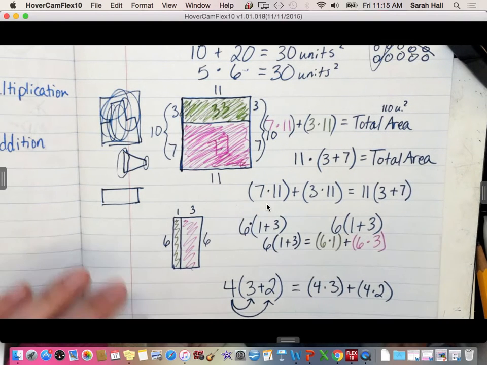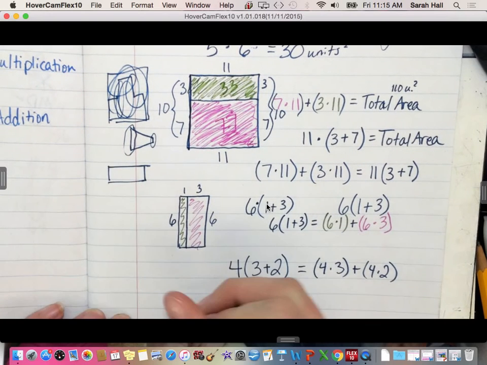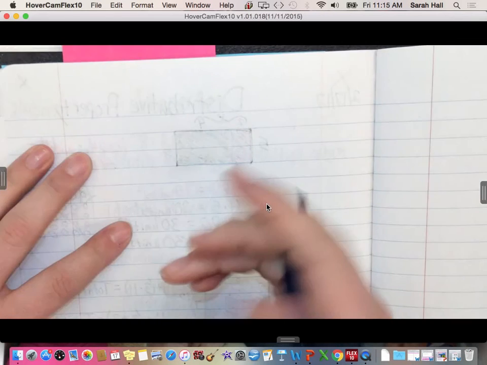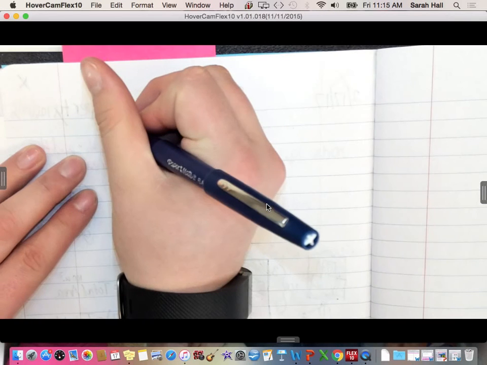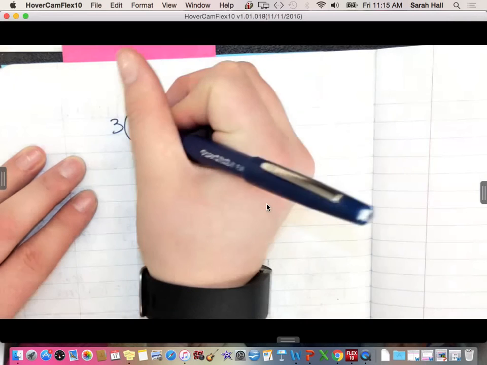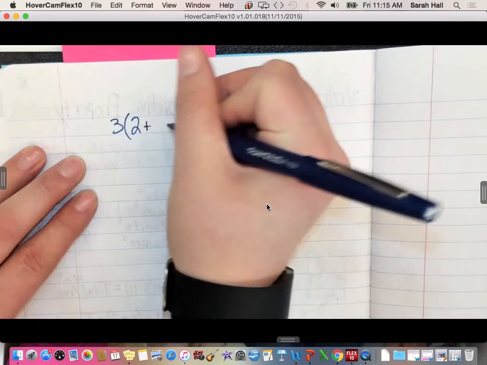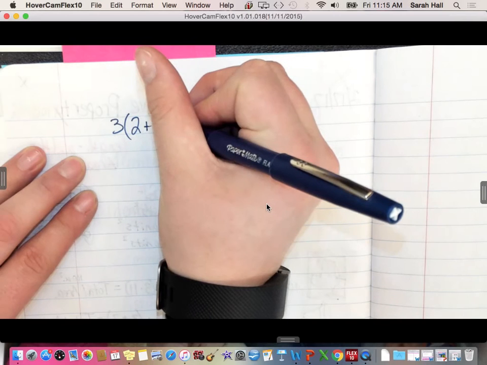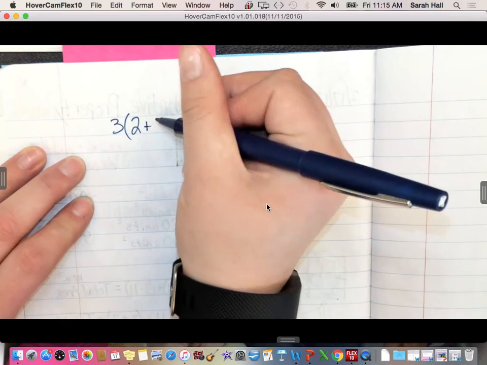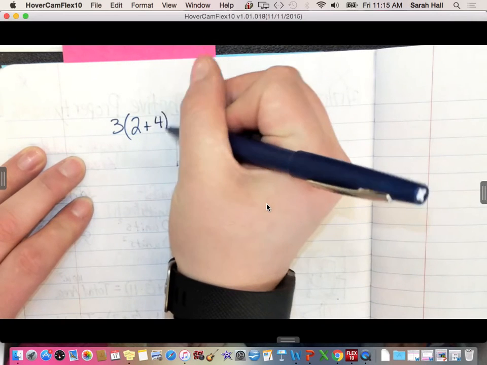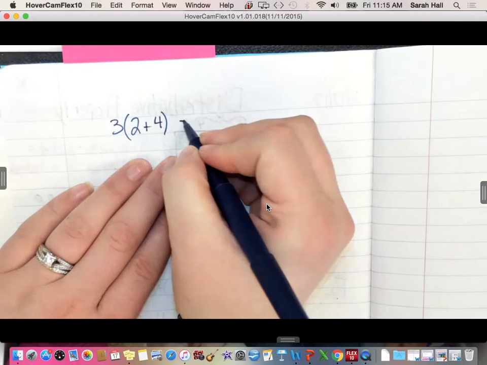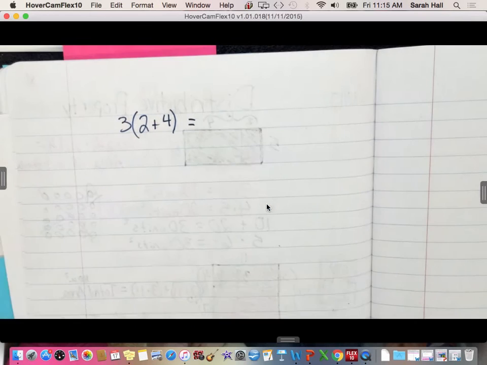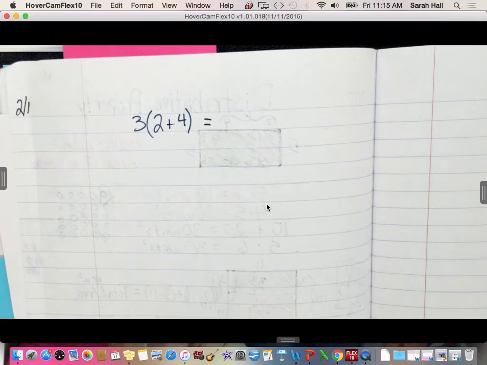So if someone gave you, you're going to do this one on your own. If someone gave you 3 times 2 plus 4, I want you to write what that would be equal to using the distributive property. Using the distributive property, what would that be equal to?